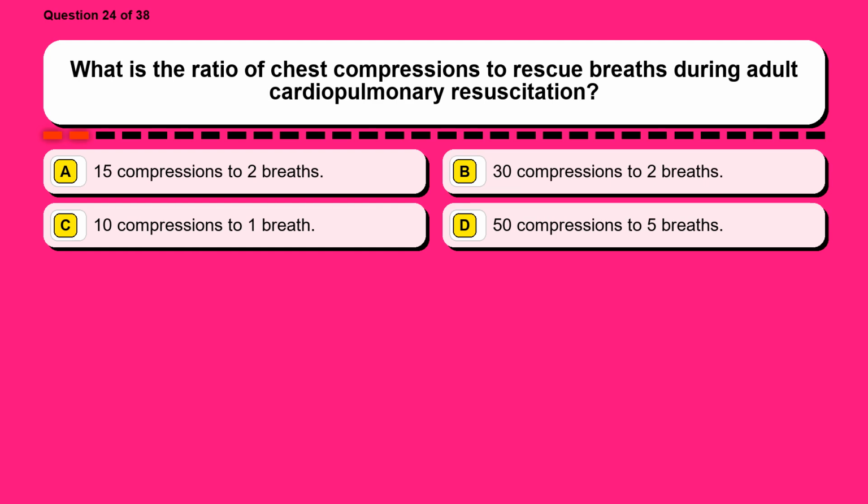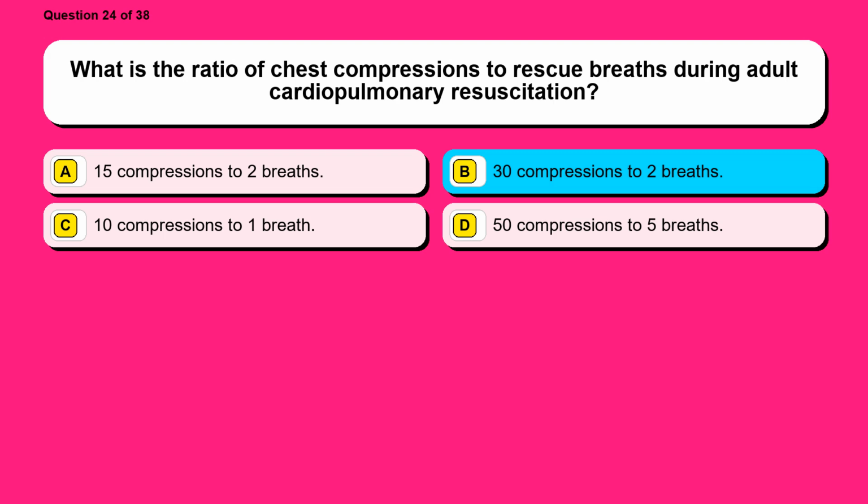Question 24. What is the ratio of chest compressions to rescue breaths during adult cardiopulmonary resuscitation? Option A. 15 compressions to 2 breaths. Option B. 30 compressions to 2 breaths. Option C. 10 compressions to 1 breath. Option D. 50 compressions to 5 breaths.